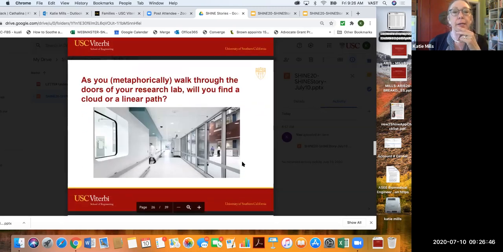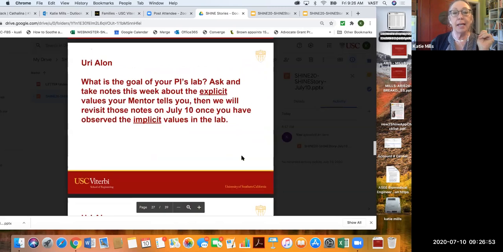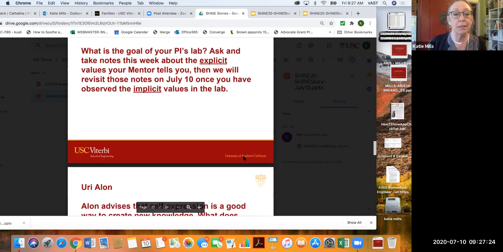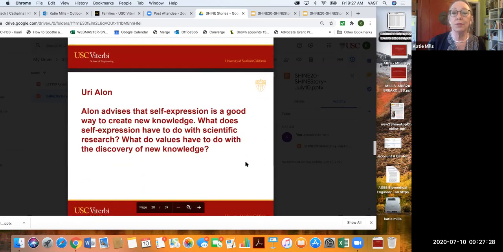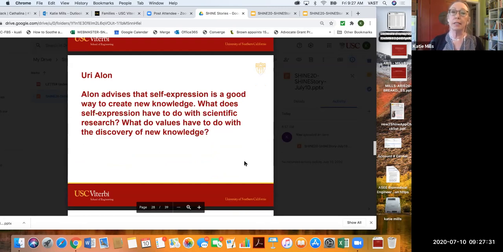So I asked you in week 1, as you metaphorically walk through the doors of your research lab, what will you find? And I gave you the homework assignment to suss out both the explicit and implicit goal of your PI's lab. I asked you to take notes. I know some of you started out taking notes. If you did, then there's something about writing that really helps you understand values. It really makes a difference. So hopefully some of you have done this, or at least have been thinking along these lines, because this is a good basis for being able to articulate your own values.